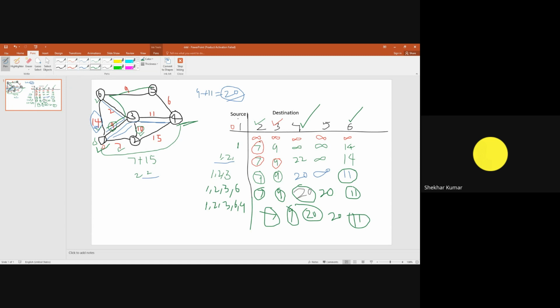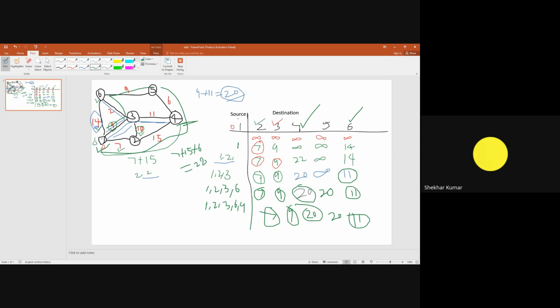Is there any other route from traveling 1 to 5? Yes. Now there is one more route, that is 1 to 2, 2 to 4, and 4 to 5. And the weight is 7 plus 15 plus 6, that is 28.